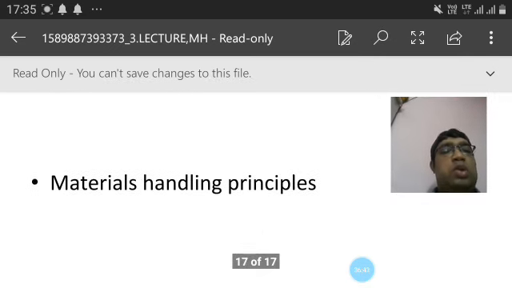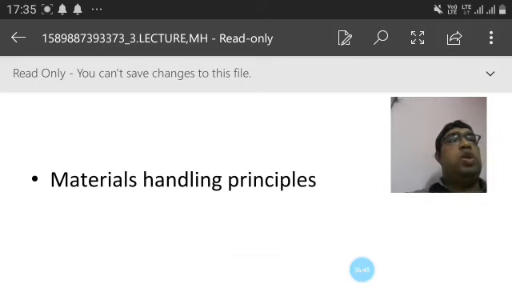And also the materials handling principles will be discussed in the next classes.